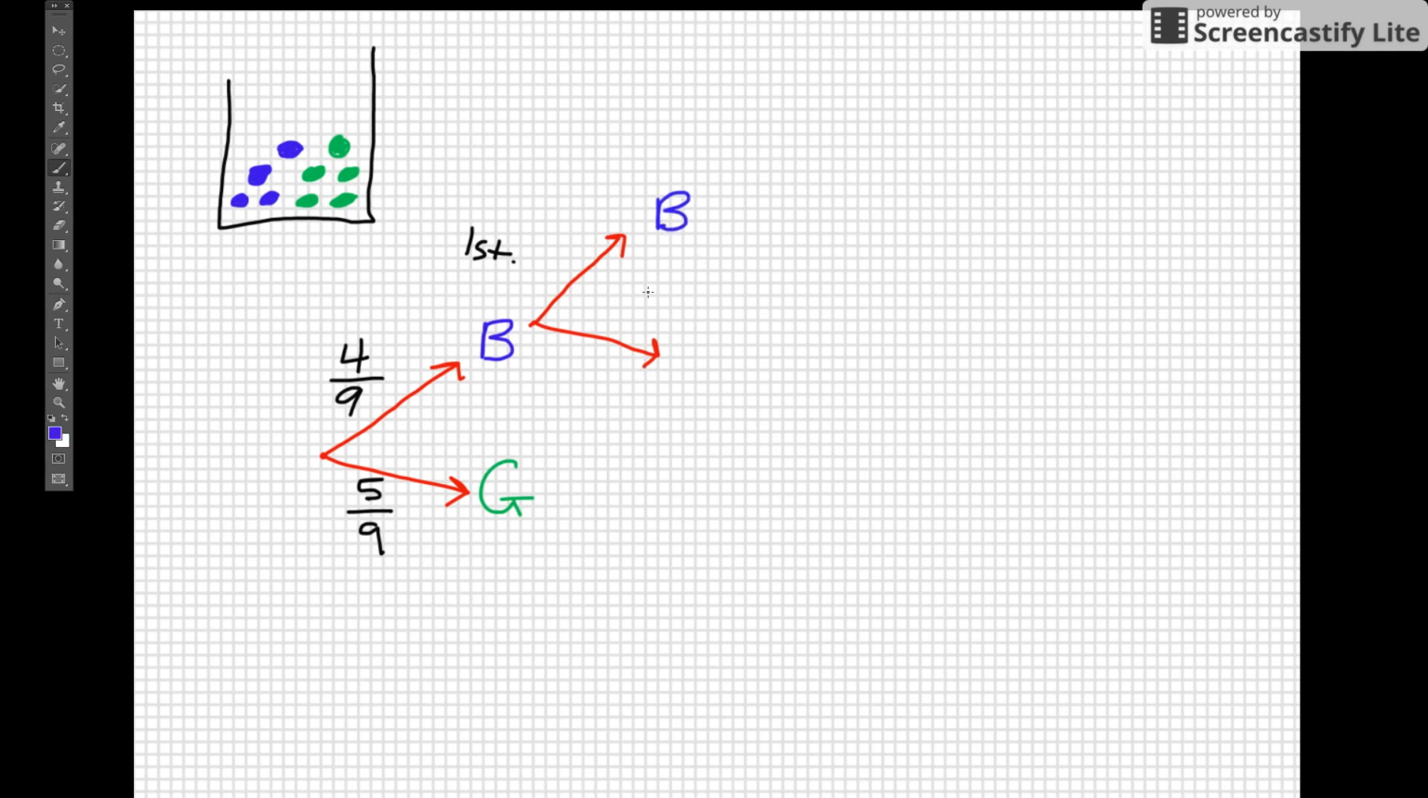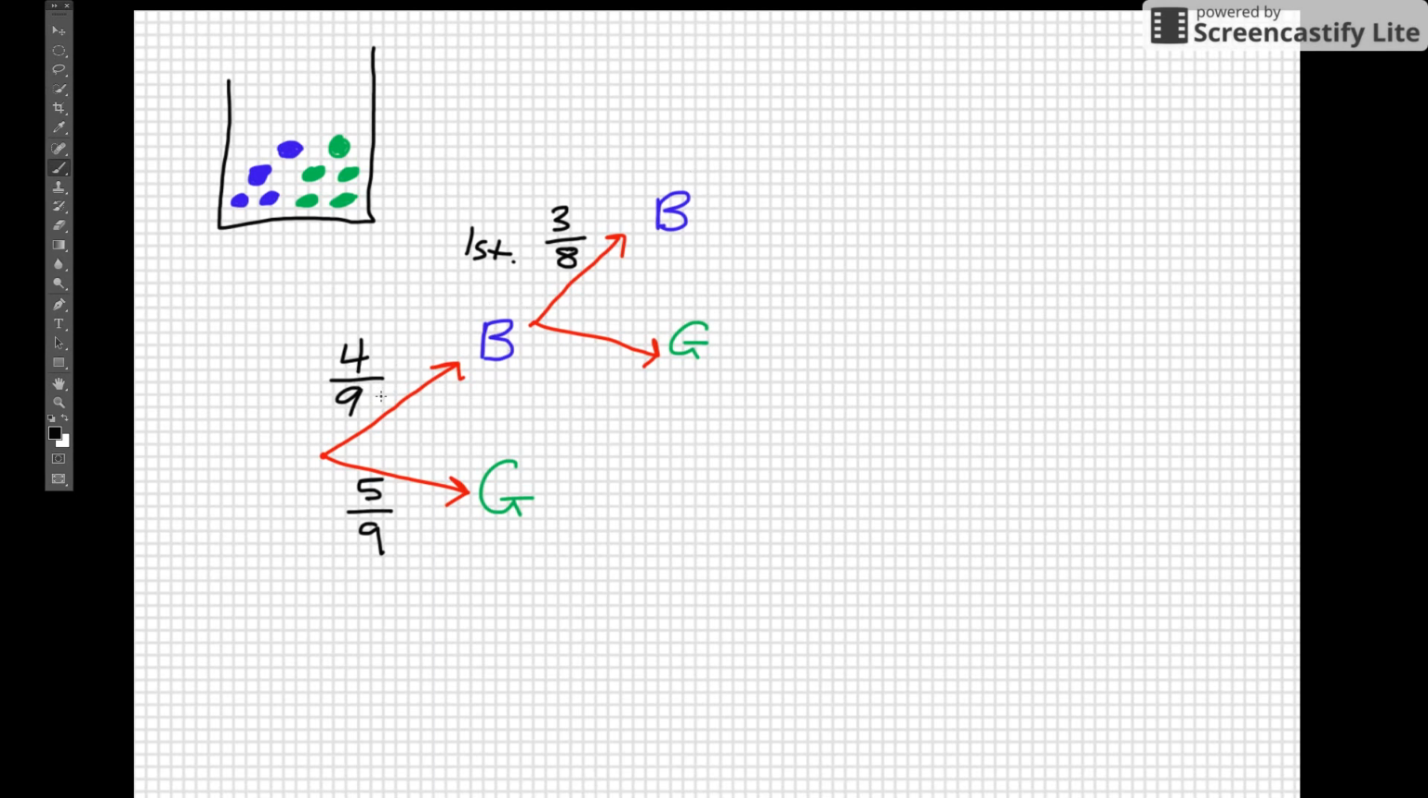Now, thinking about what's already happened, they've pulled one of the marbles out, and this particular branch that we're working on is the branch where this first marble was blue. So they've pulled one marble out, so there are only 8 marbles left in the bag. And because they've pulled a blue one out, there are only 3 blue marbles left in that bag. So there are 3 blue marbles out of 8 total marbles left in this particular bag. So that's one thing that could happen. We could get a blue marble and then a blue marble.